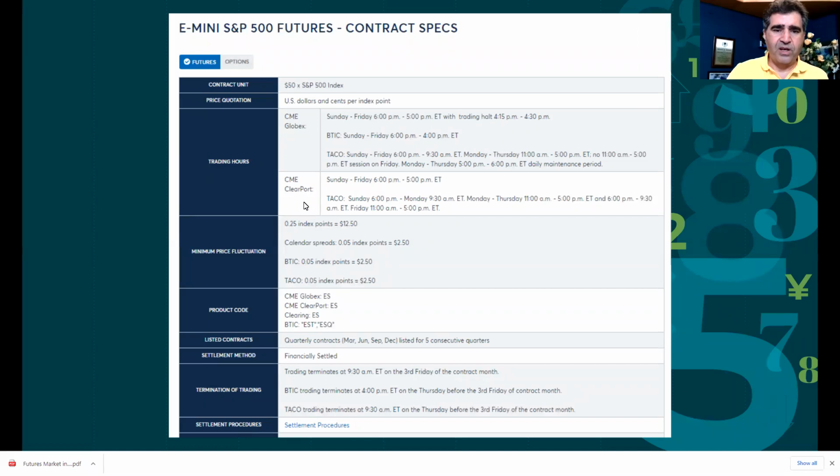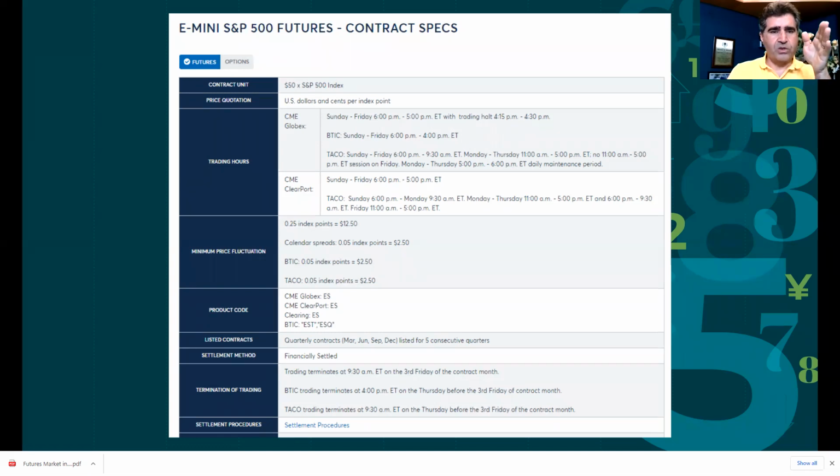So as far as the CME, it just gives you the hours. Again, they're open from 6 to 5 p.m. Minimum price fluctuations, that's the tick size and tick value. So the S&P, $1, the smallest value is 0.25. That means a quarter.